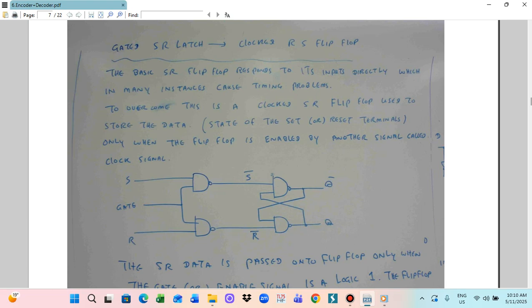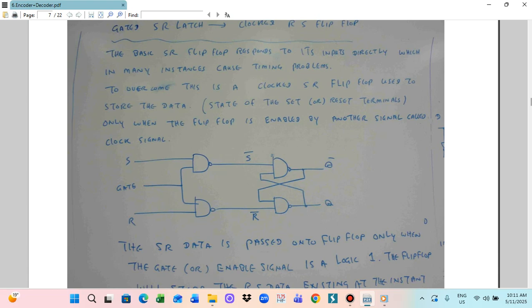So the SR data, the set or reset data, is passed into the flip-flop only when the gate or enable signal is logic 1. Only then is the data passed through this gate. The enable signal must be given so the data can transfer from the input to the output. Otherwise the data will not transfer. But the data will not disappear. Even if the input signal is removed, the flip-flop still memorizes the existing data.